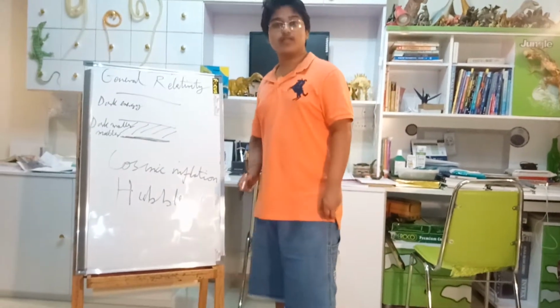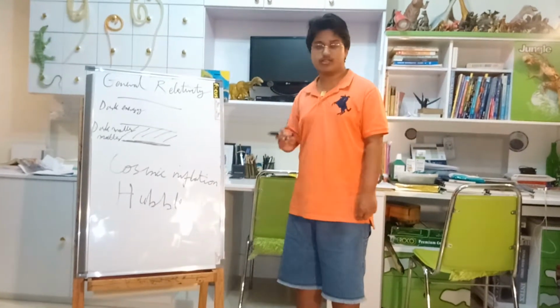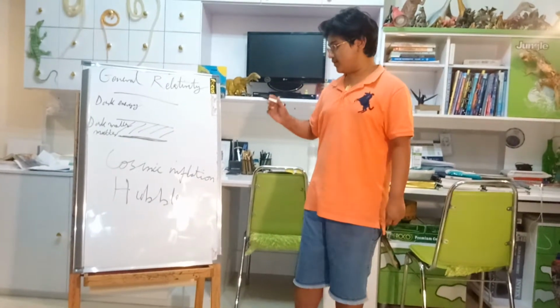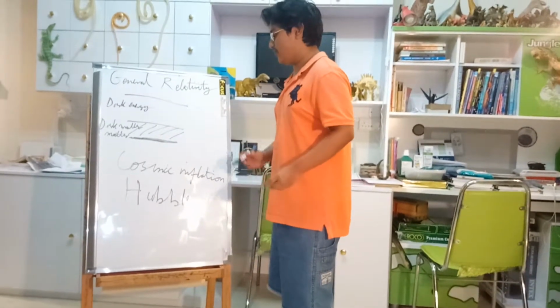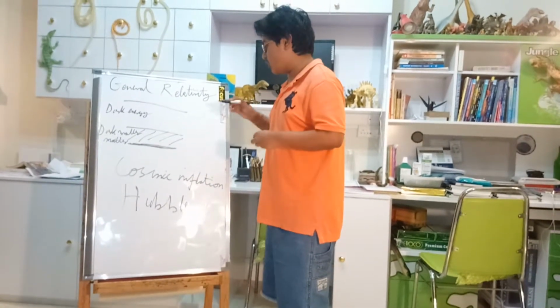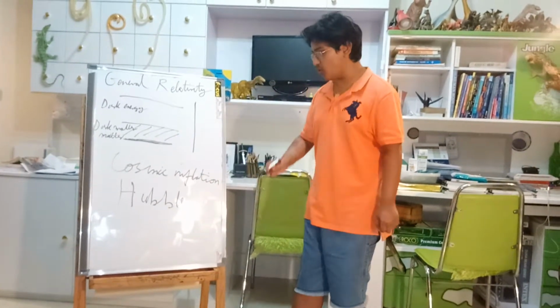Okay, this is General Relativity Part 2. If you watched the previous lecture on General Relativity, I suggest you go do that now. We talked about space-time, the foundations of General Relativity. I'll cover that in another video. For now, we're going to talk about what General Relativity implies for the universe as a whole.